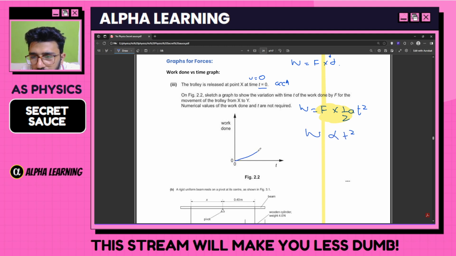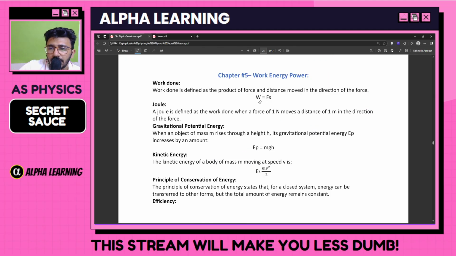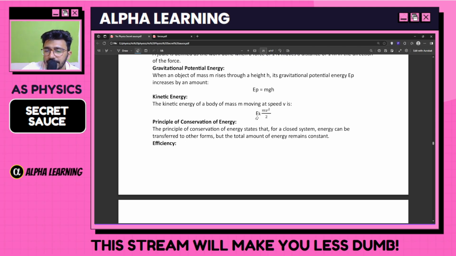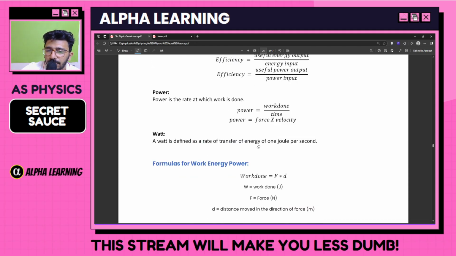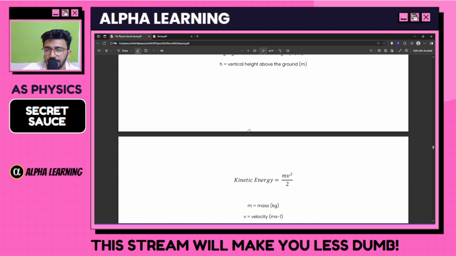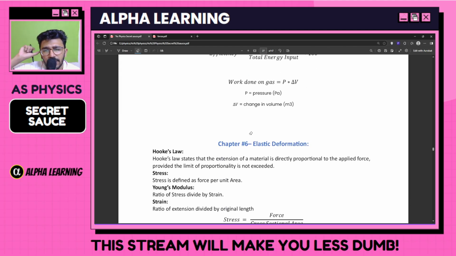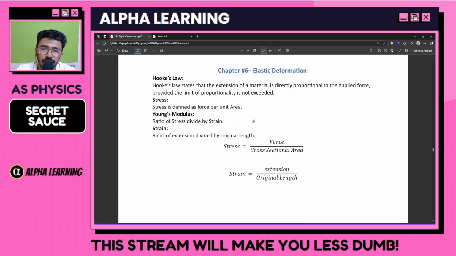For a quadratic relationship, your graph is somewhat like this. Simple. Okay, then you have some definitions of work, energy, power. I suggest you memorize this. These are some formulas for work, energy, power. I have written them here as well. Just simple basic formulas. Unfortunately, there are no graphs in work, energy, power.